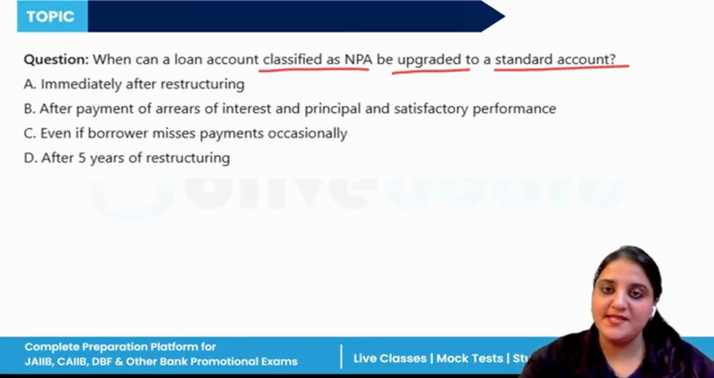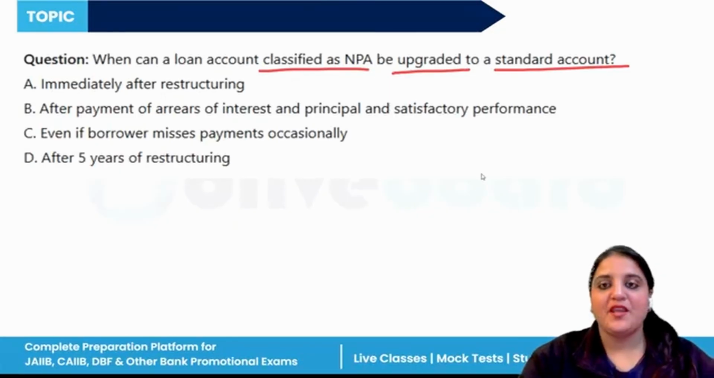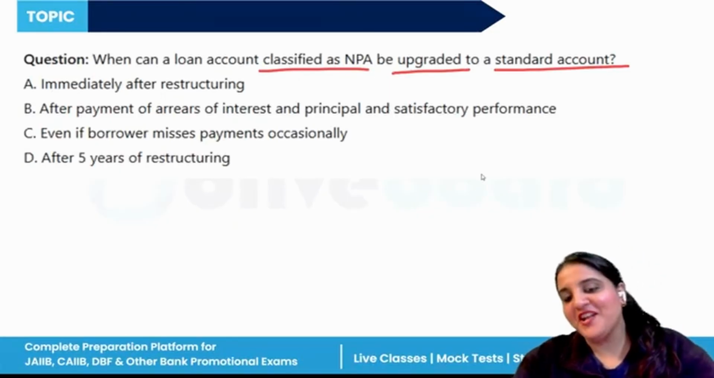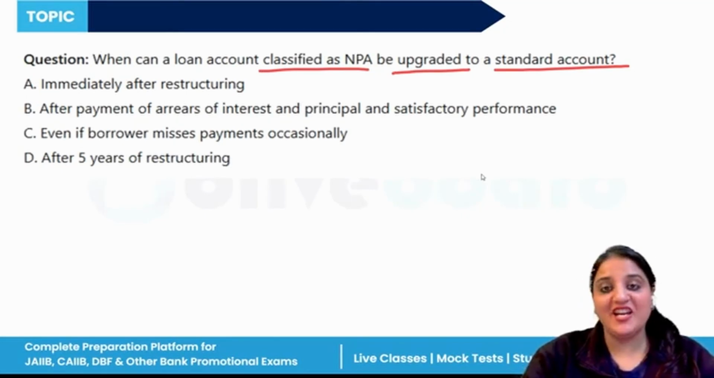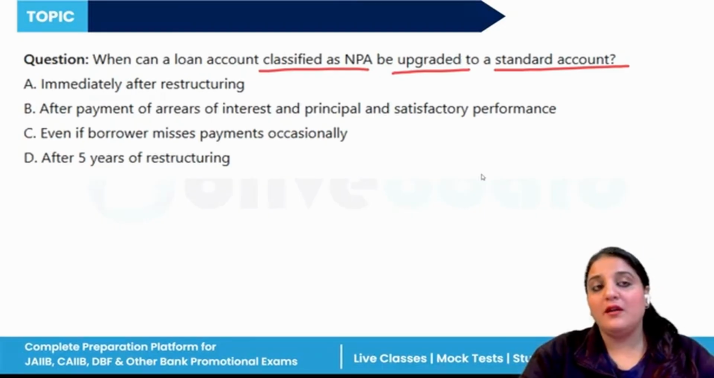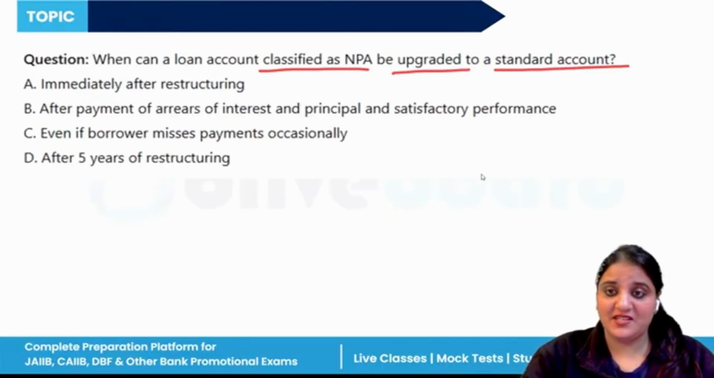So what is the answer here? Very simple. Imagine again you are a branch manager in Lucknow. One of your borrowers, Mr. Ramesh, had taken a loan for his manufacturing unit. Due to some financial stress last year, his account became NPA.